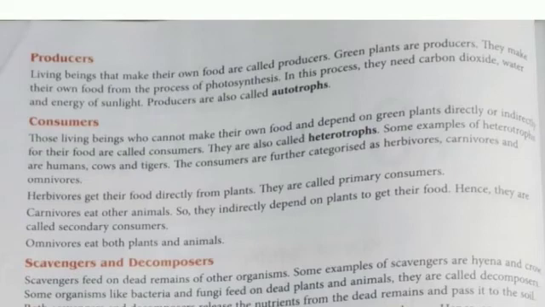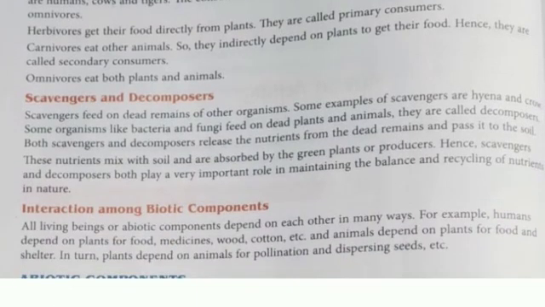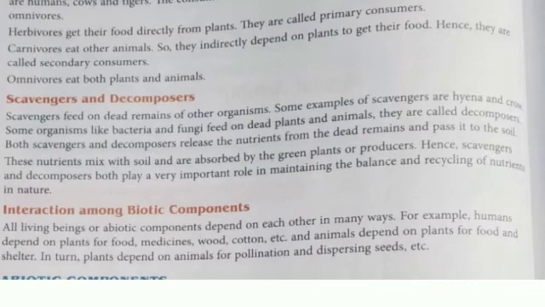Now third is scavenger and decomposer. Scavenger, example, eagle. Scavengers feed on dead remains of other organisms. Dead animals को जो खाता है. Some examples of scavengers are hyena, crow. Scavenger eats dead remains of the animal. जैसे कहीं पे कोई जानवर मरा हुआ है तो scavenger eats them.